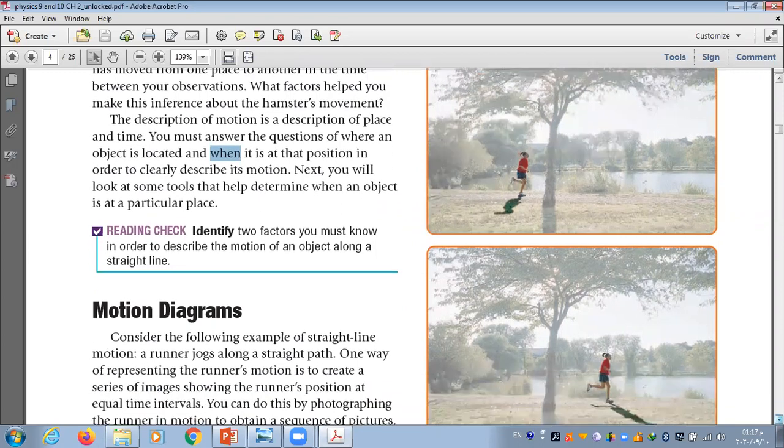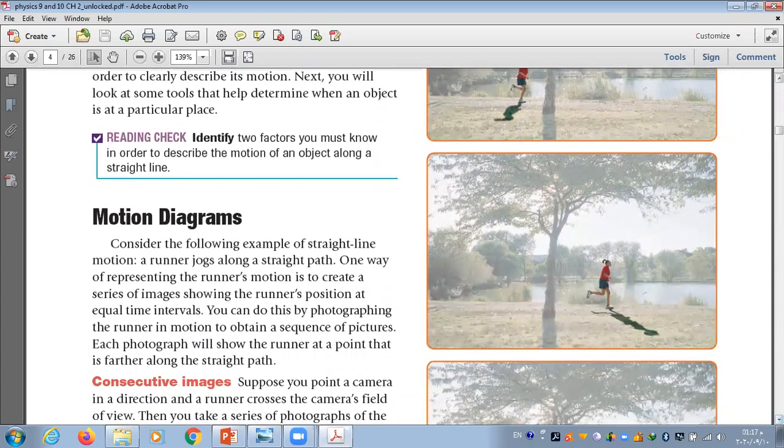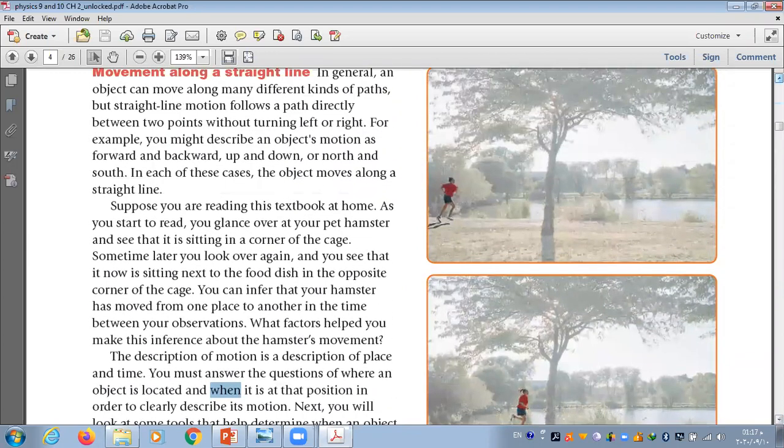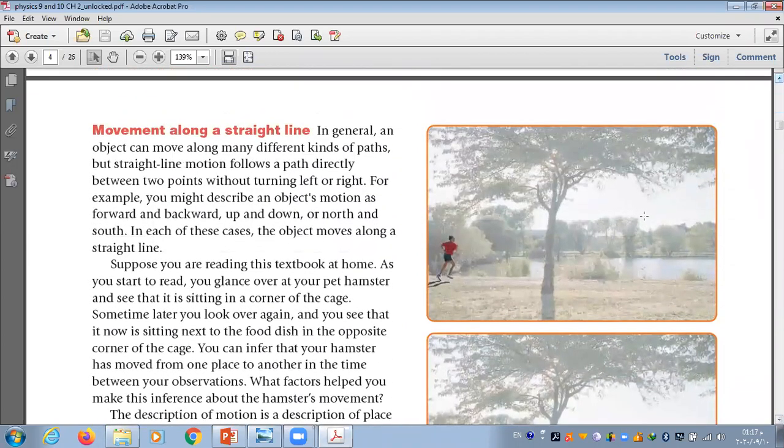So now we'll talk about how we can represent motion. Look at this runner. She is running. She started from the left of the tree, and she will go to the right side according to my view.